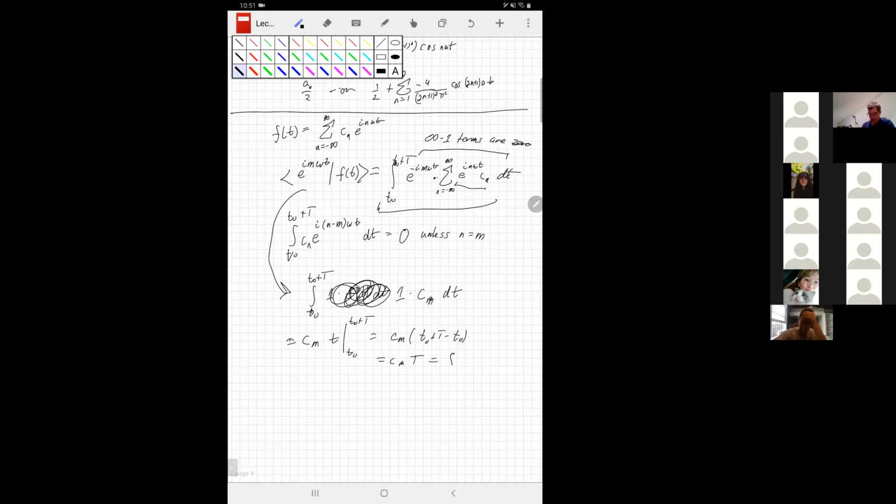And that is the integral of e to the minus i m omega t f of t dt. So cm is, when all the dust settles, that. And this holds even when m equals zero, because here we were explicitly going for a case where the product of these two exponentials cancels out to just a constant.